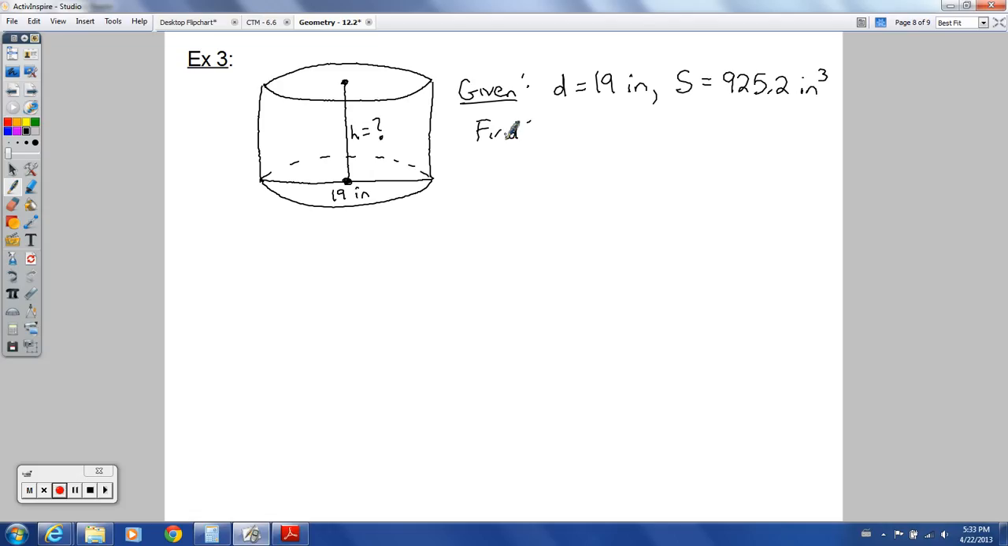We're going to try to find the missing value. We're going to try to find how tall or how high that is. So find the height. Or in other words, find h. So how can we do this? How can we solve this?